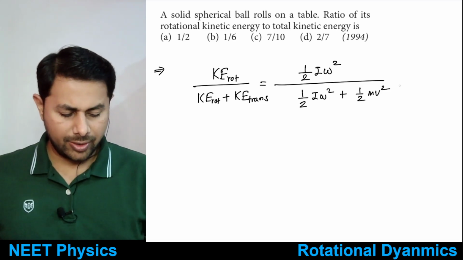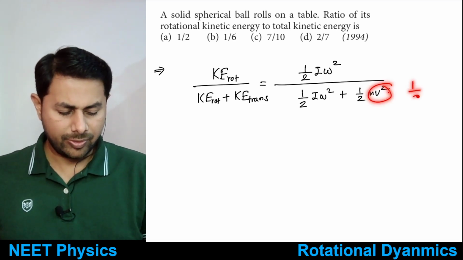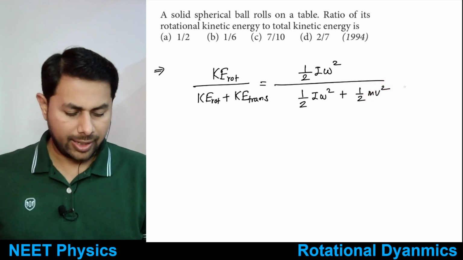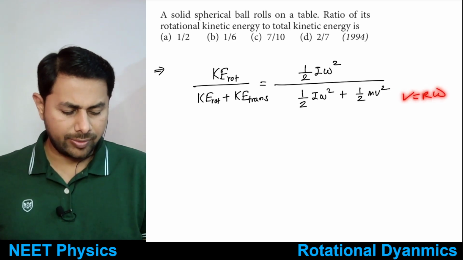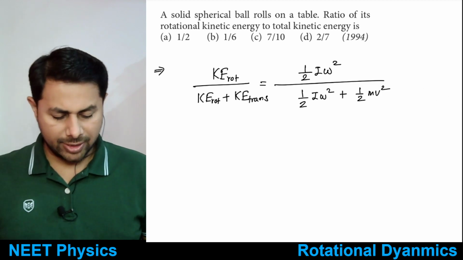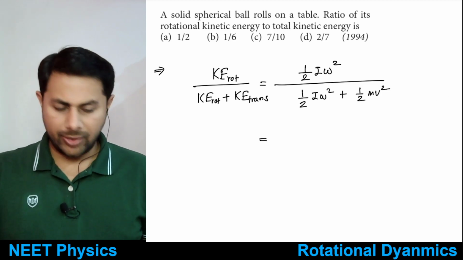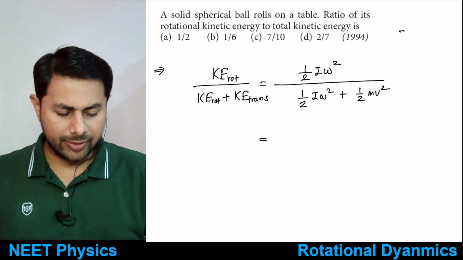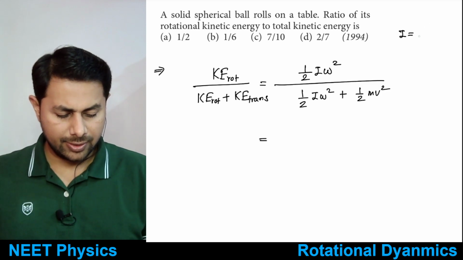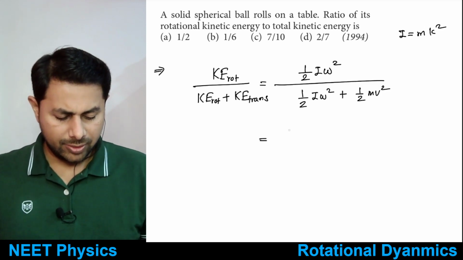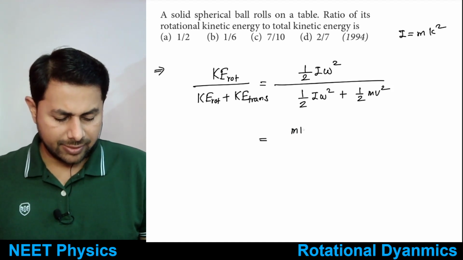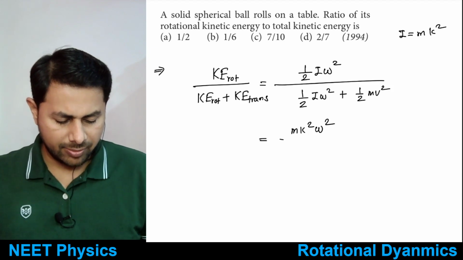Or you could write this thing as half of m k square omega square. Sorry, half of v is equal to r into omega, half of m into r square omega square. So omega square will get cancelled out. Then I will substitute I equals to m k square. So you have half cancelled, I is equal to m k square, you have m k square omega square.